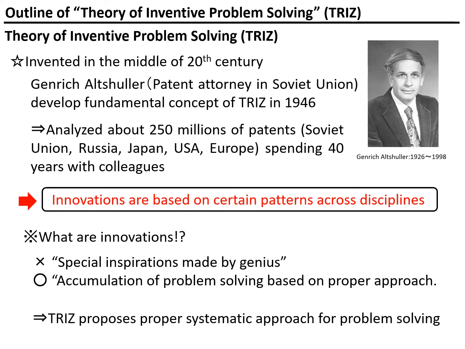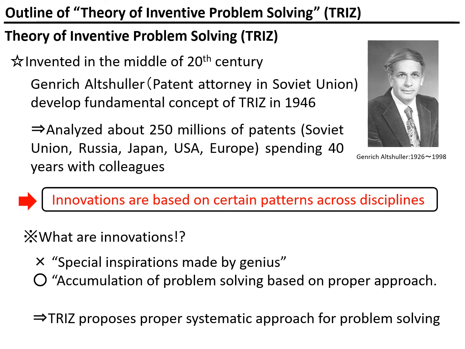Then what he found, by analyzing more than 2 millions of patents, where patents are innovations, was that innovations are based on certain patterns across disciplines. So it seems impossible to categorize 250 millions of ideas, but what he says is, although there are a lot of innovations, the way of thinking could be categorized into not so many patterns. So through his activity, this is what he's saying.